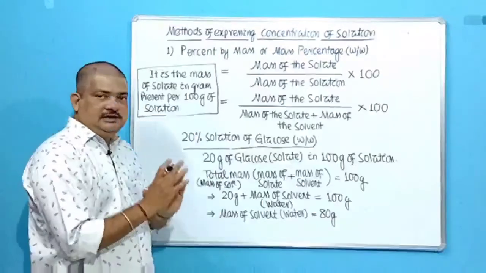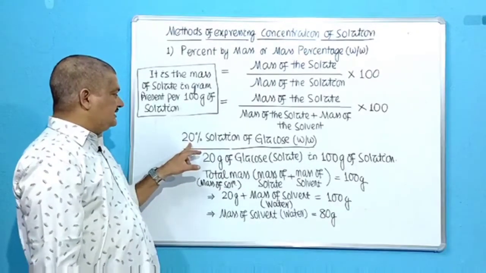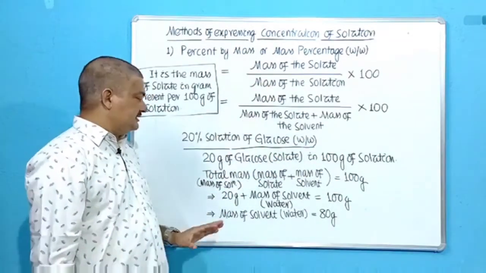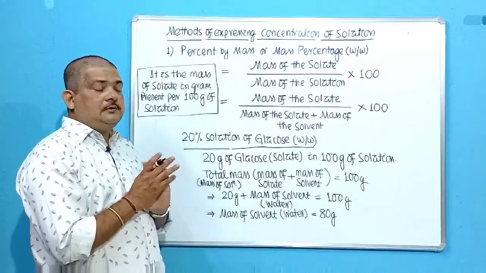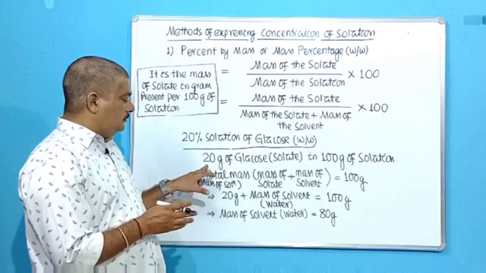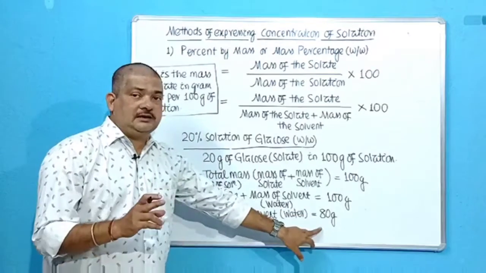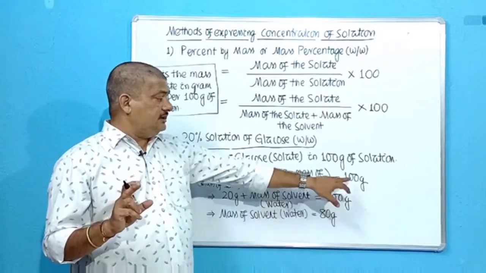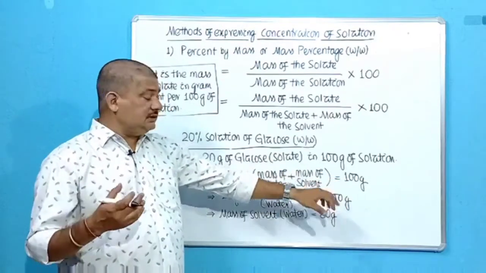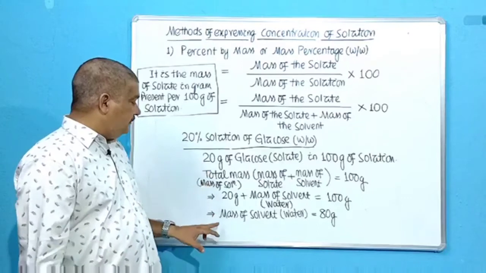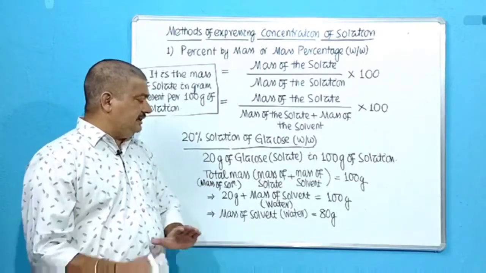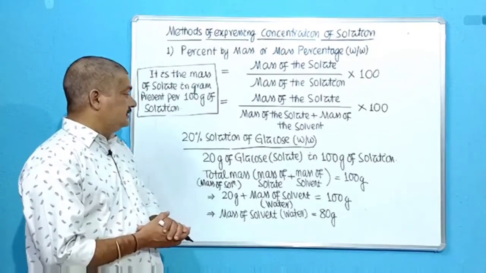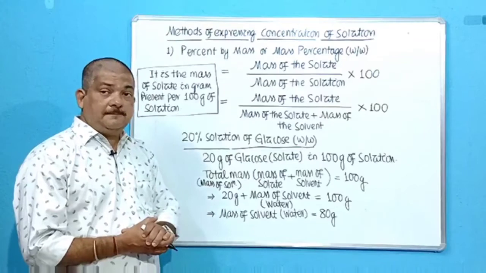That means, follow it clearly, when we prepare a 20% solution of glucose, weight by weight or mass by mass, because we are going for mass percentage, then what we need to do? Now we have to add 20 gram of glucose to 80 gram of water. Glucose is the solute and water is the solvent. Together they will give the solution. So we have to add 20 gram of glucose, that is the solute, to 80 gram of solvent, that is water, so that a 20% solution of glucose is formed.